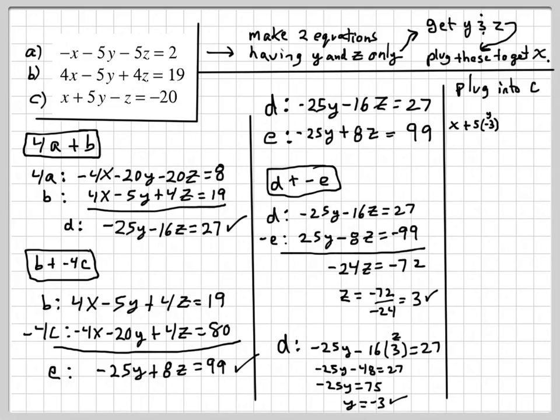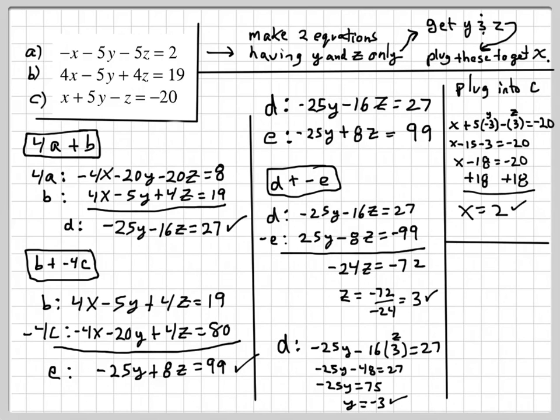So I'm just going to plug it back into equation C in this example. So plugged in the -3 for y and the 3 for z, and I'll get the answer for the remaining variable, x equals 2. Now, in class, I mentioned that as a final answer, I wanted the answer written as a coordinate point with x, y, and z. And there it is.